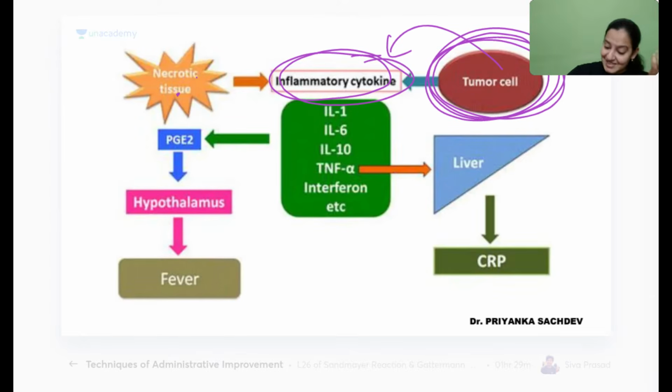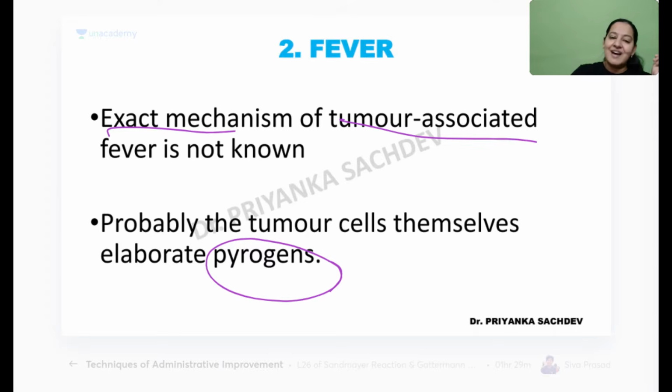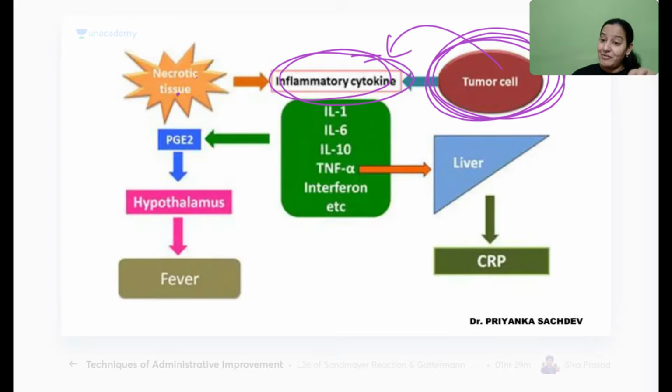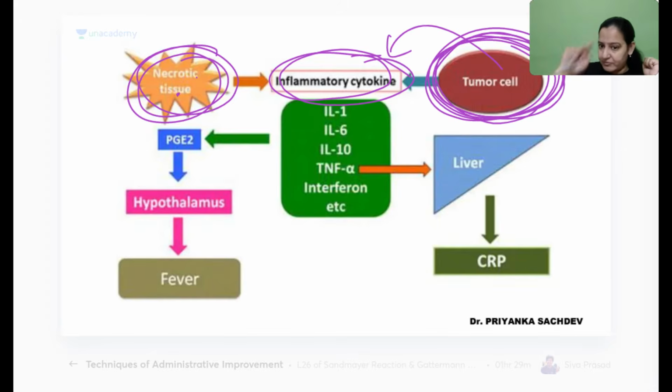So why does fever occur? Let's come back to the topic again. Why is fever occurring in tumor? Any tumor of the body, how is fever occurring? Let me correct my question: not why, but how is fever occurring? So tumor cells as well as necrosis inside the center of the tumor, both of them are secreting inflammatory cytokines.